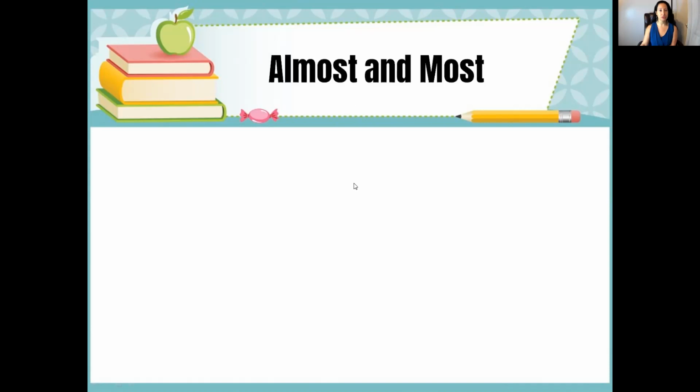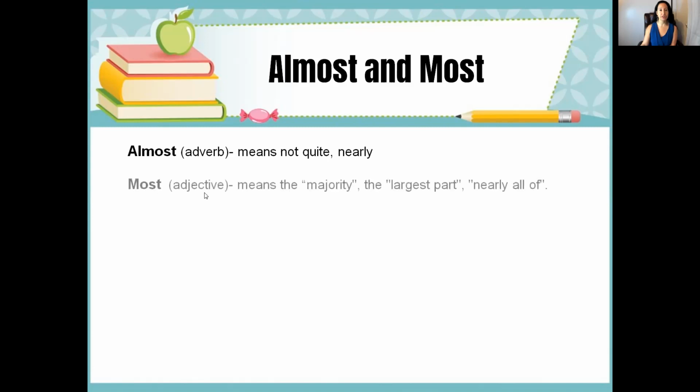Almost and most. Almost is an adverb. It means not quite or nearly. Most is an adjective. It means the majority, the largest part, nearly all of. It's raining. I think blank people will be late. Okay, are you getting that one yet? It's raining. I think almost people will be late, or it's raining. I think most people will be late.